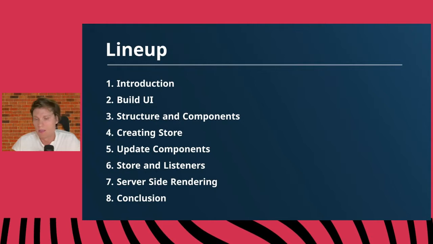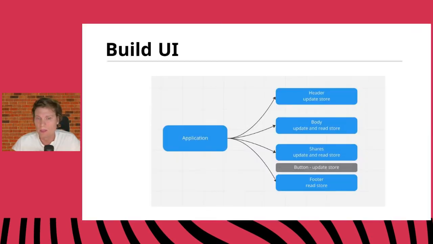And conclusion. So, how we're going to build a very simple application: the application will have a header where we're going to update our store, and there's going to be a body where we're going to be able to update and read the store. Then we're going to have a shares component where we're going to update and read the store as well. In the application, we will put as an example a button which will update the store itself, and the footer just from where we're going to read the store.